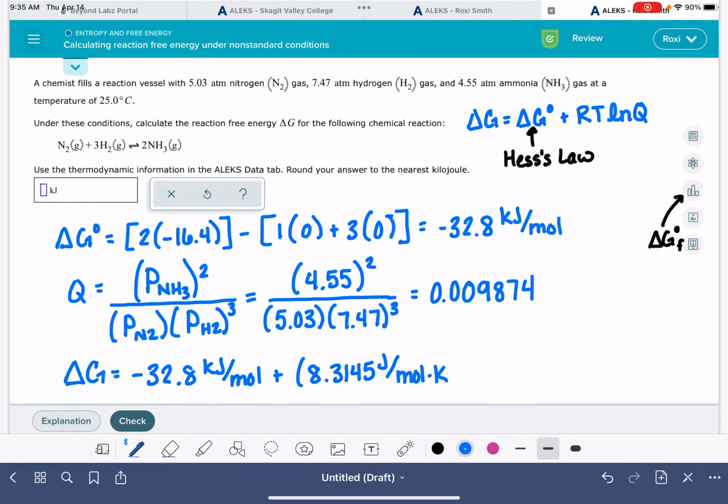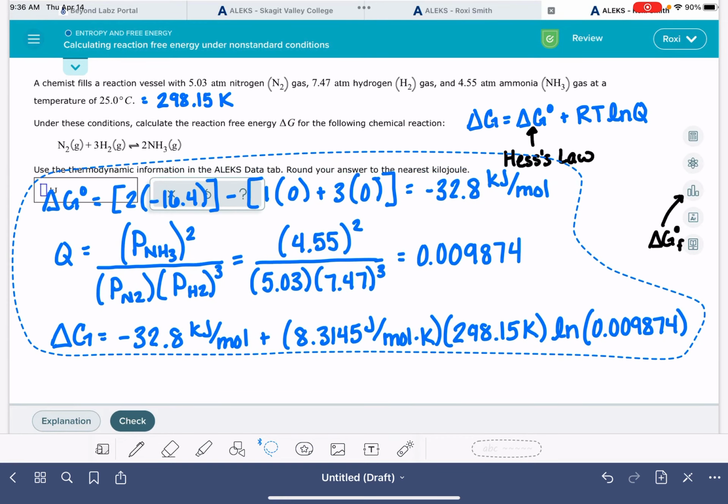Remember, we have two different versions of R. One of them has units of liters, atmospheres, mole Kelvin, and that value of R we don't want to use in this problem because we want consistency with our units here. 8.3145 joules per mole Kelvin. T is the temperature, which is 25 degrees C, and that needs to be in Kelvin because that's the temperature unit that we're using in this problem. So that's going to be 298.15 Kelvin, and then the natural log of our value of Q, which is 0.009874.